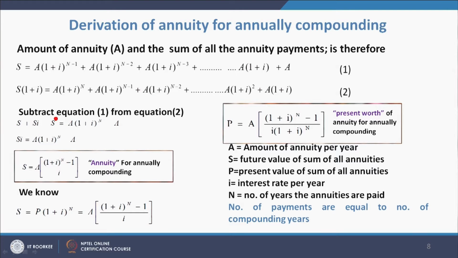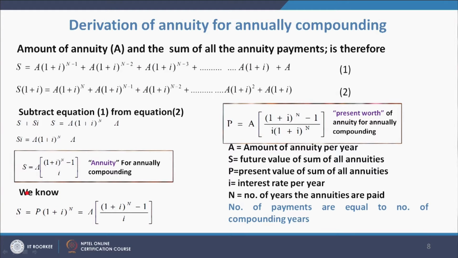So, this A S cancels out. So, S I is equal to A (1 plus I)^n minus A, and if I take A common, then it becomes A[(1 plus I)^n minus 1], and this I is divided. So, S is equal to A[(1 plus I)^n minus 1] whole divided by I. This gives us the formula to find out annuity for annually compounding.